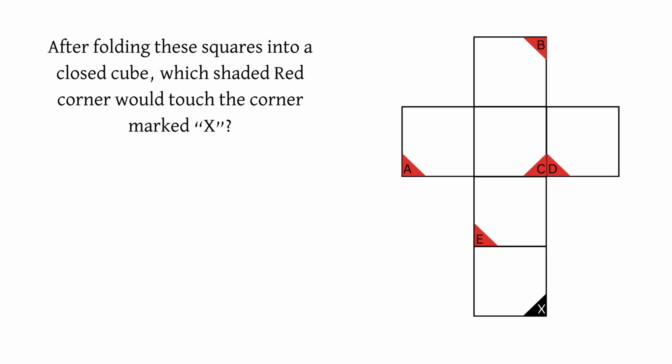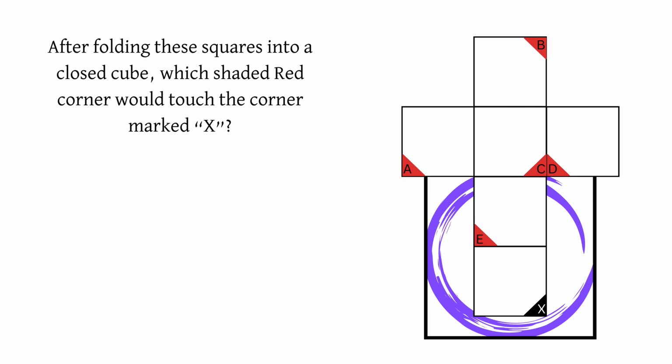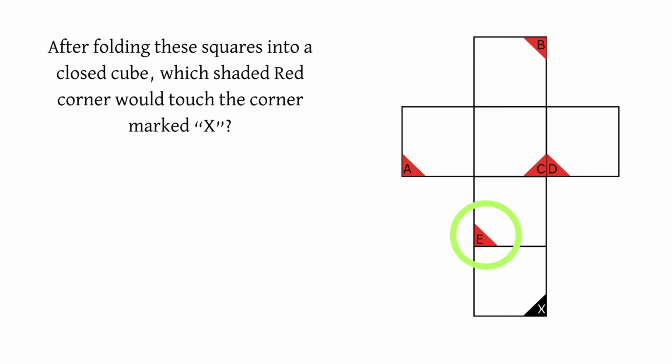Looking at the flattened cube, I like to start with the squares touching the square with the X. If the squares are touching, but the red corner isn't touching the X corner, we can eliminate it as they never will. In our case, we can see corner E is not touching the X, so we can eliminate it.